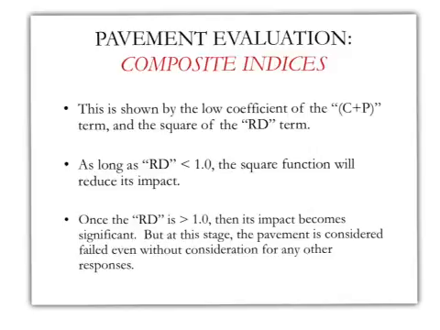If the rut depth is less than 1 inch, then if I square it, that would be very little, and that's why the contribution of rutting would be very low, unless I have a high severity rutting where the depth of the rutting is more than 1 inch, then its impact would become very significant. But at this stage, the pavement is really now considered failed, even without the consideration of any other responses. So again, keep this in mind, that once we reach a very high severity rutting, this is going to trigger by itself a failure condition for the pavement, and it would trigger a major solution such as a thick overlay or so.